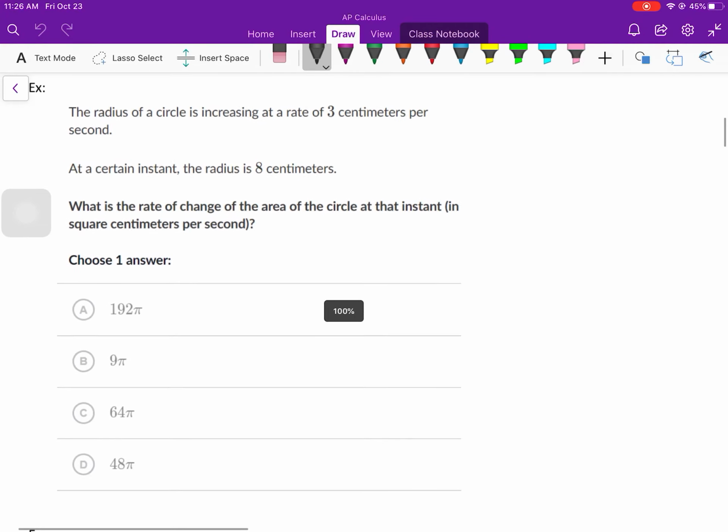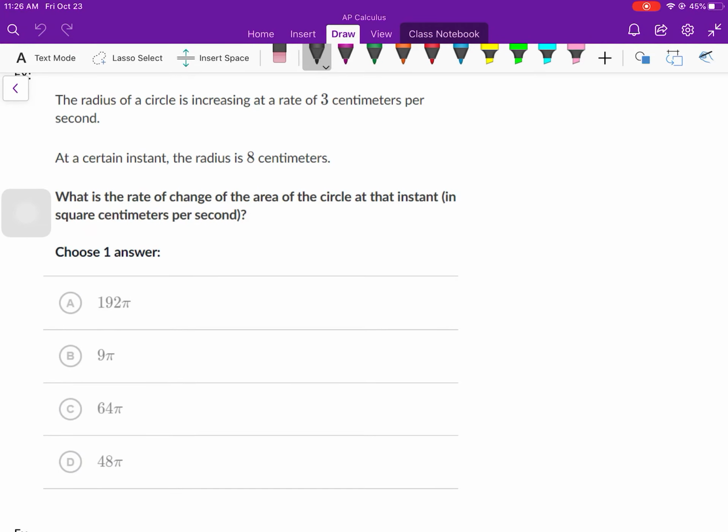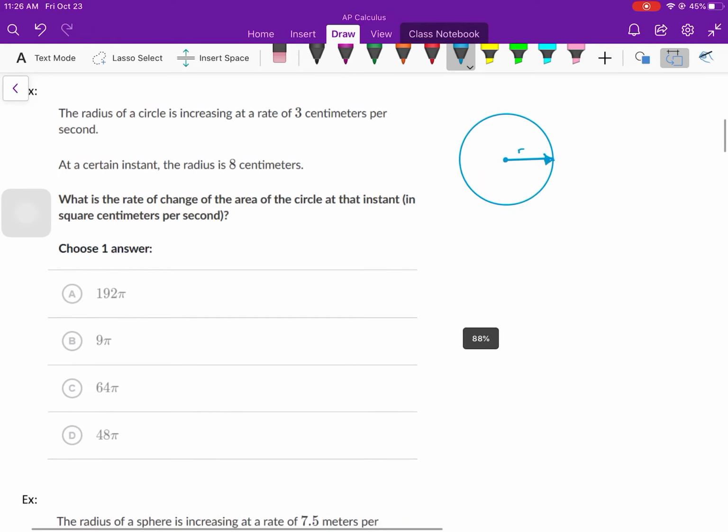So the radius of a circle is increasing at a rate of 3 centimeters per second. So let's go ahead and draw a circle and its radius is increasing. That just means the radius is going out, right? So our circle is getting bigger and bigger. At a certain instant, the radius is 8.